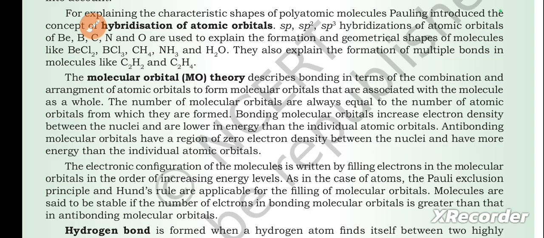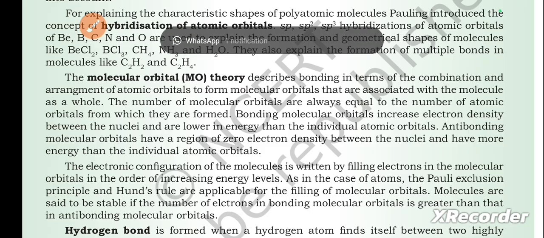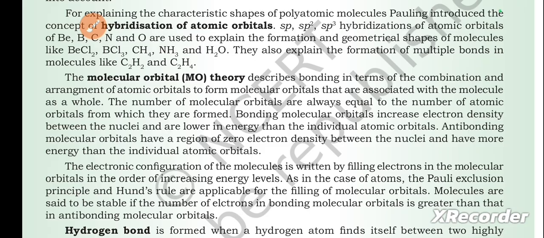The molecular orbital theory describes bonding in terms of the combination and arrangement of atomic orbitals to form molecular orbitals that are associated with the molecule as a whole. The number of molecular orbitals is always equal to the number of atomic orbitals from which they are formed. Bonding molecular orbitals increase electron density between the nuclei and are lower in energy than the individual atomic orbitals. Antibonding molecular orbitals have a region of zero electron density between the nuclei and have higher energy than the individual atomic orbitals.